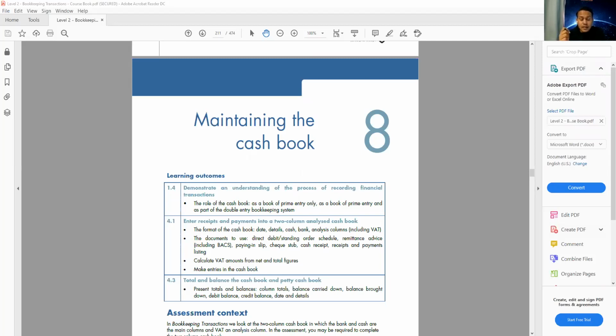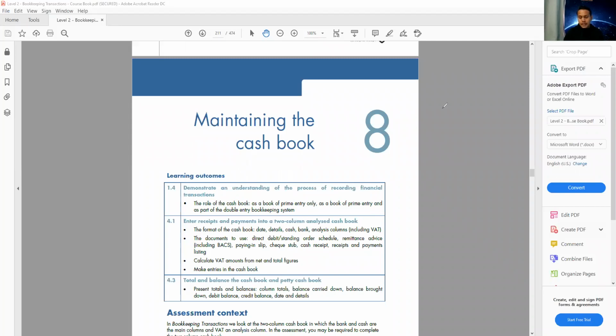So if you receive any money, it doesn't matter in the form of cash or in the form of bank or check, any form you use or the customer uses to pay you, as long as you receive the money, that will come to the cash book. If you pay the money, that will go to the cash book. So cash book is all about money in and money out.